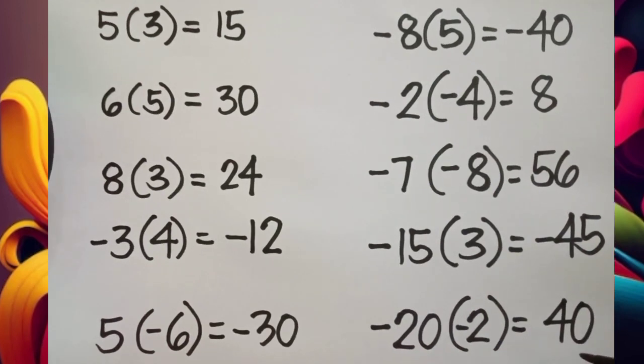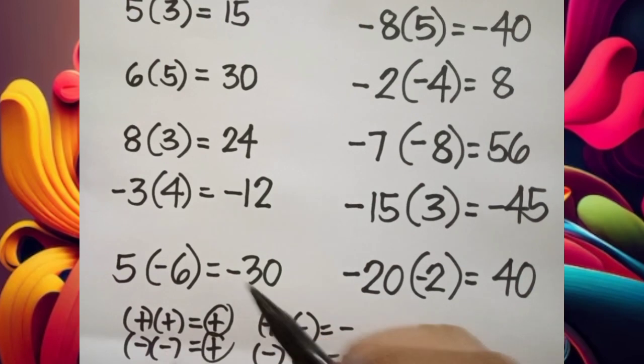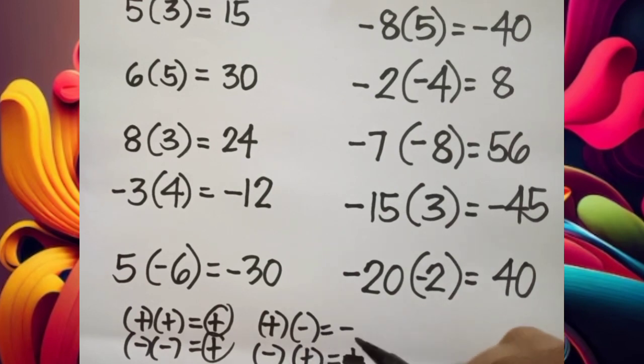So, in multiplying signed numbers, the rule is if we have positive times positive, that is equal to positive. Negative times negative, that is equal to positive. Positive times negative, that is equal to negative. Negative times positive, that is equal to negative.